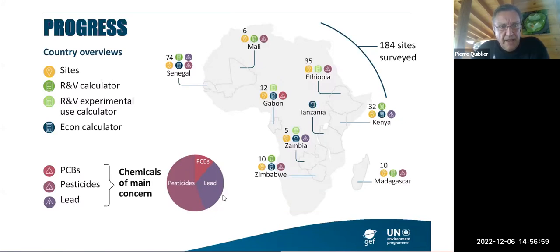We see here that the main chemicals addressed are PCBs, pesticides, and lead, with a great majority of issues related to pesticides. And so you see here that Senegal has used the calculators, Tanzania used the calculator, Gabon used the calculator, Zambia used the calculator, Zimbabwe as well, and Kenya. Next, please.